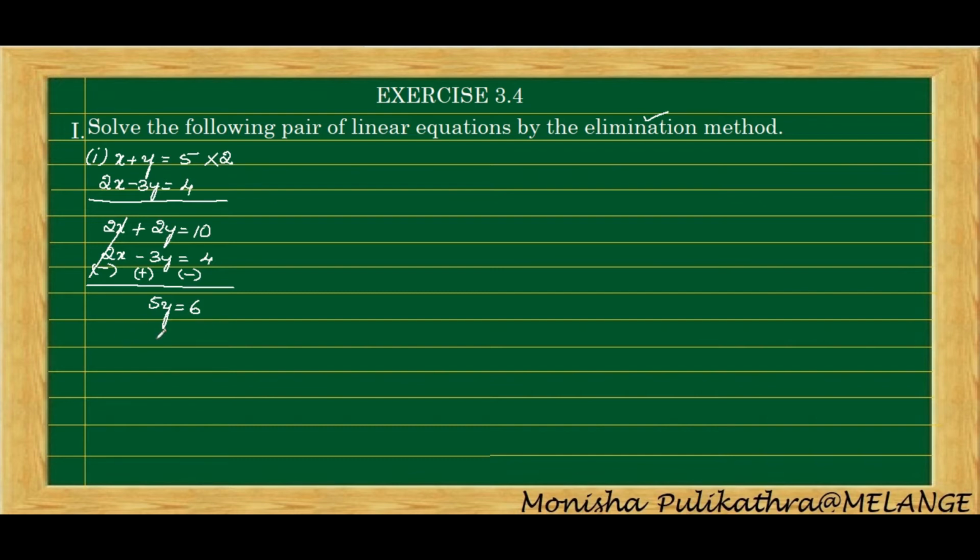Okay, so here y value is 6 divided by 5. We can't divide 6 by 5, so let the equation be y is equal to 6 by 5. Next, we need to substitute this 6 by 5 in either the first equation or the second equation. Okay, so this is first equation and this is second equation. So I will be using first equation here. So equation 1, x plus y is equal to 5. In the place of y, we need to substitute 6 by 5 here. So x plus 6 by 5 is equal to 5.